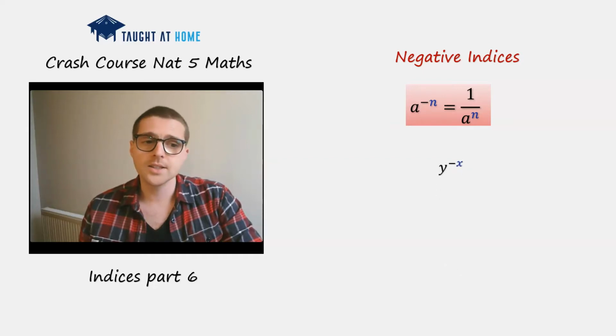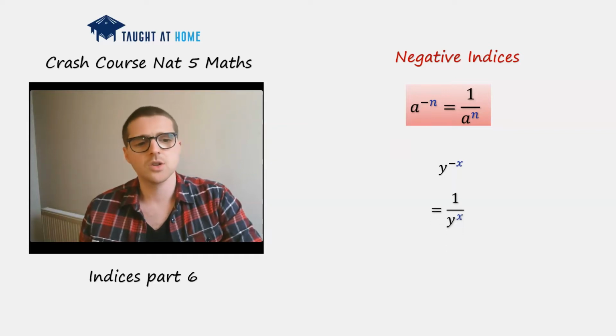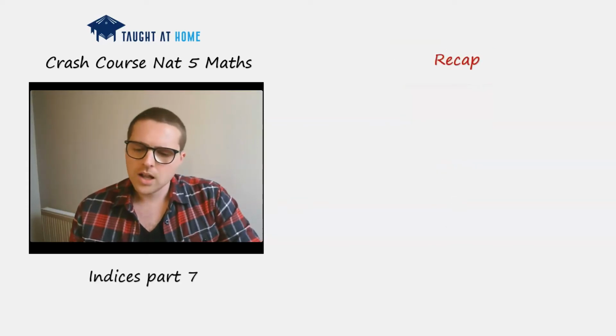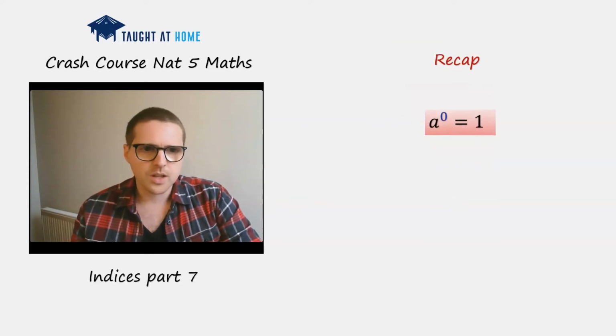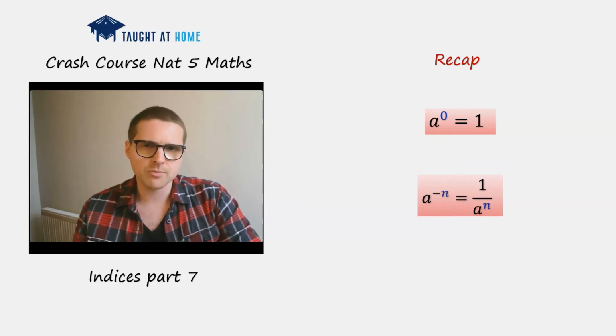We've got y to the negative x. What do you think this will be? It's going to be 1 divided by y to the positive x. So in recap for these two laws, any number raised to the power of 0 is 1, and any number raised to a negative power is the same as 1 over that number raised to the positive of that power.